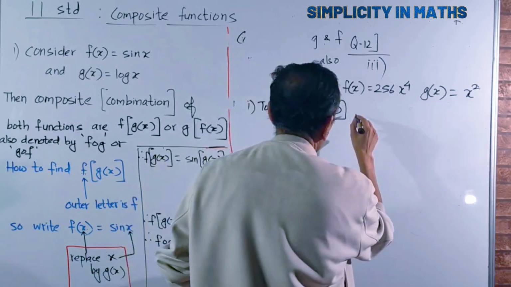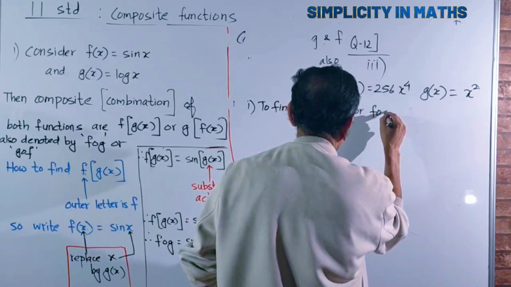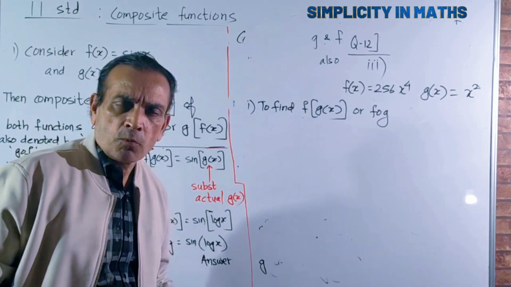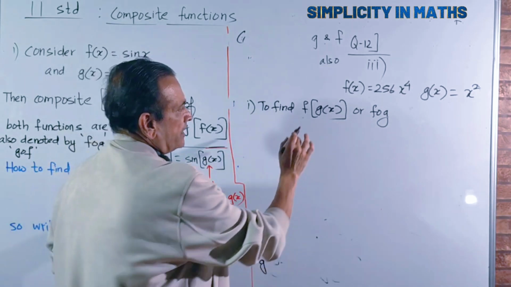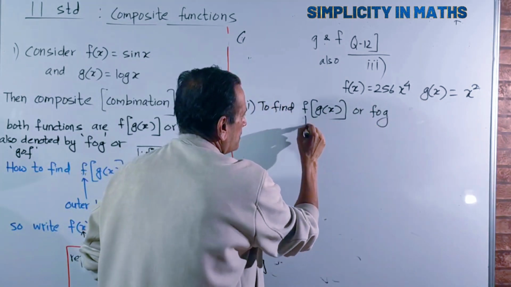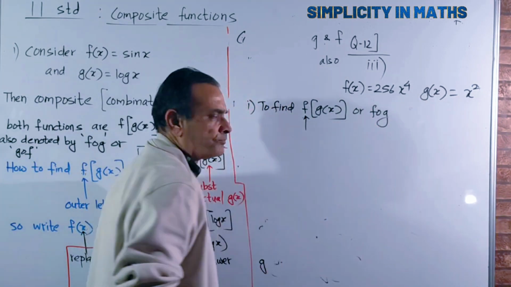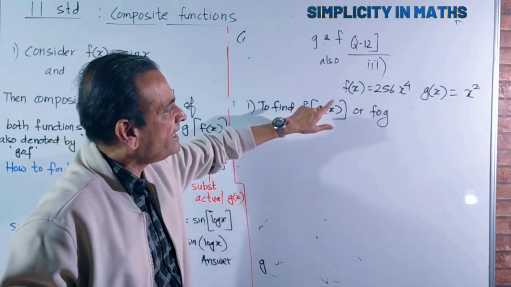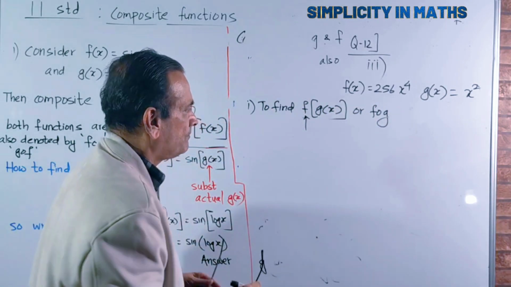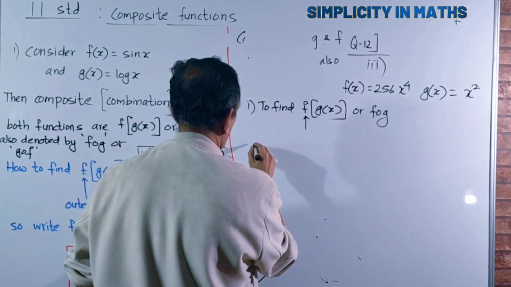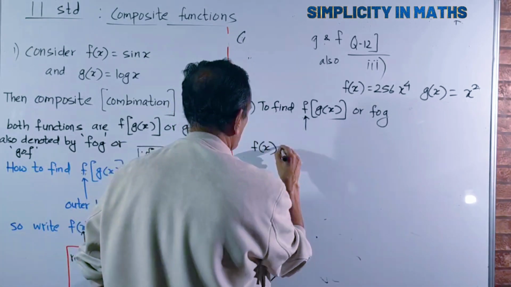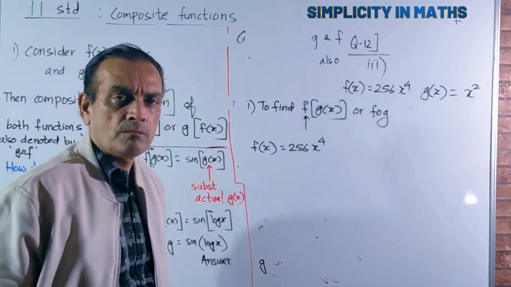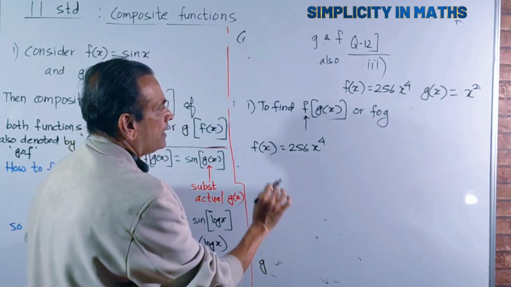f of gx और f o g. चलो बोलो क्या करना है. ये दोनों फंक्शन कंबाइन करने हैं. Which is the outer letter? F. Correct. F is the outer letter. So first write fx. Simple सी बात है. Given. 2 मिनट में हो जाएगा अभी.